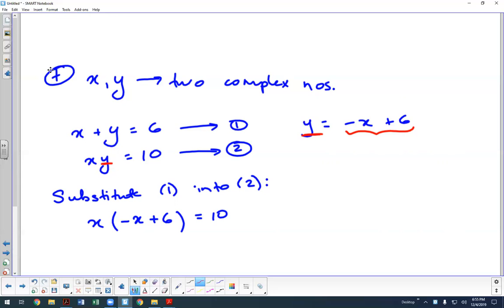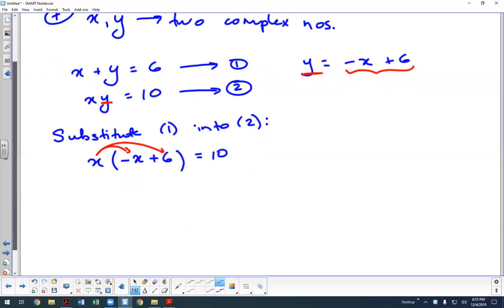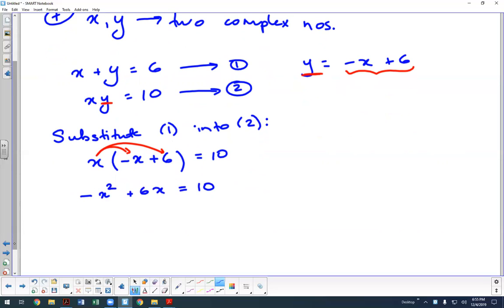Alrighty, so here, obviously we need to start by distributing that x inside the parentheses, and we'll actually set it to, well, can we set it to 0? Let's see. So this guy will give us negative x squared plus 6x equals 10. Basically, you see, we're kind of looking at a quadratic equation at this point.